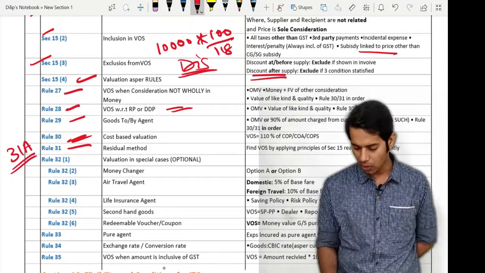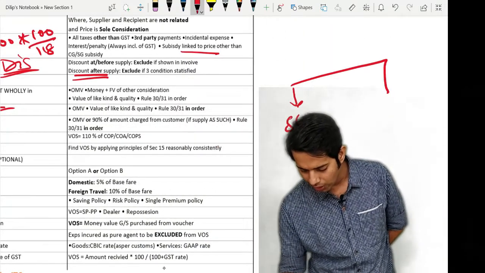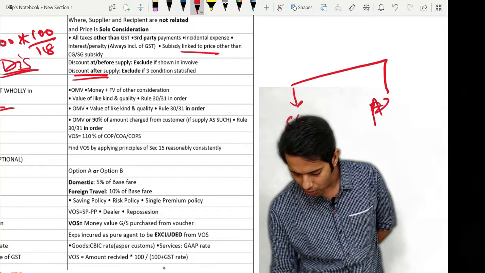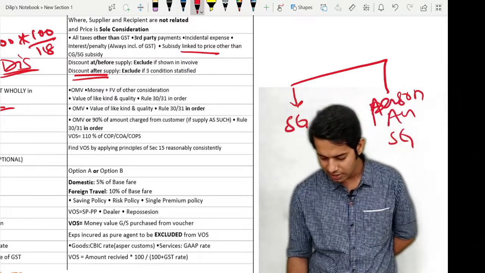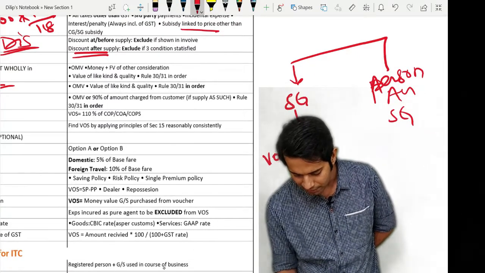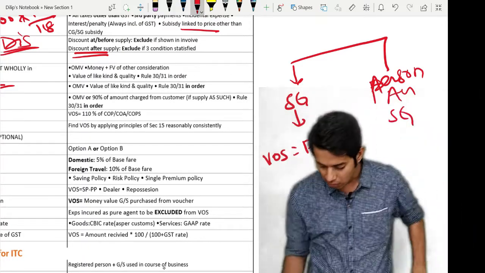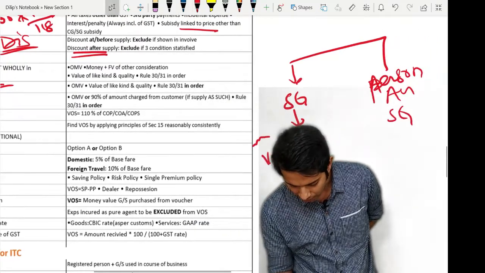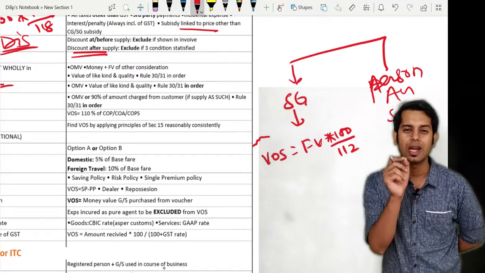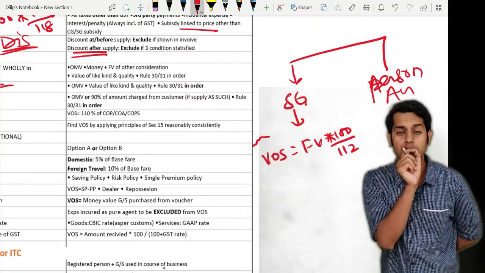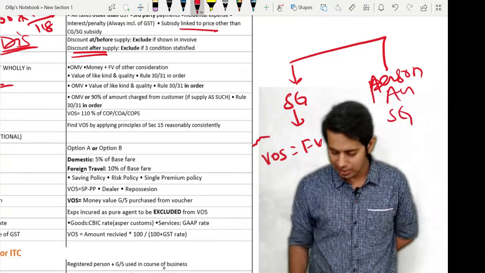Then there is one more rule, rule 31A, which talks about valuation in case of lottery distributor. In case of lottery distributor, two arrow marks: lottery can be run by state government, or it can be run by any person authorized by state government. If it is run by state government, value of supply will be equal to face value, which is the ticket price, into 100 divided by 112. Face value of lottery into 100 divided by 112 will give you value of supply. GST is required to be levied on value of supply. This is value of supply in case the lottery is run by state government.